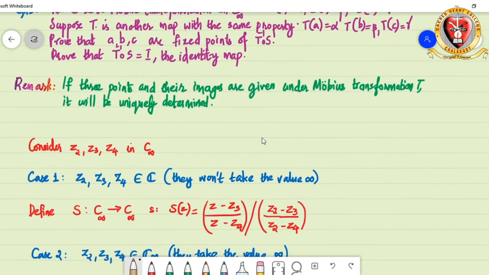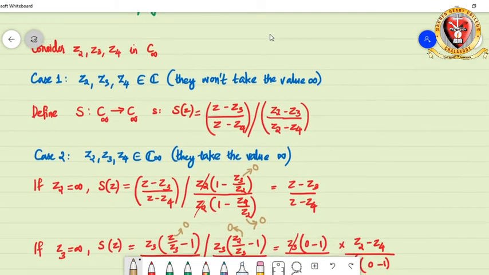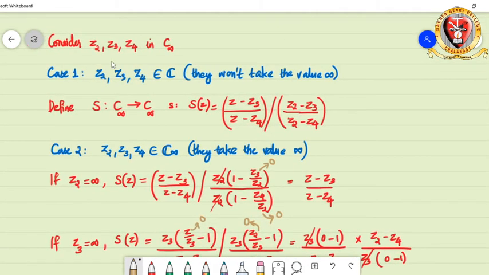Okay, the next part is, suppose I am considering 3 points in the extended complex plane: z2, z3 and z4. The points are z2, z3 and z4 in C infinity. I am considering two cases. In the first case, suppose these 3 points are not taking the value infinity, so that they are definitely in the complex plane C.